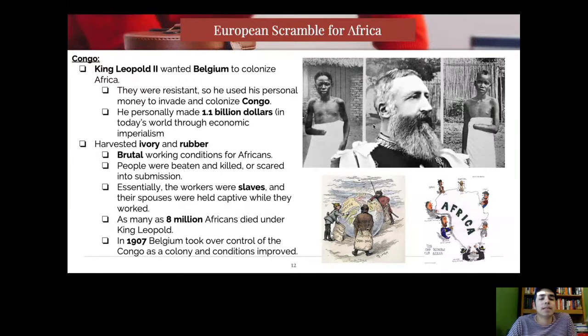King Leopold II wanted Belgium to colonize Africa. They get parts of the Congo, which is resource rich, rich in ivory and rubber. There is a great, and this gets me to my next point.